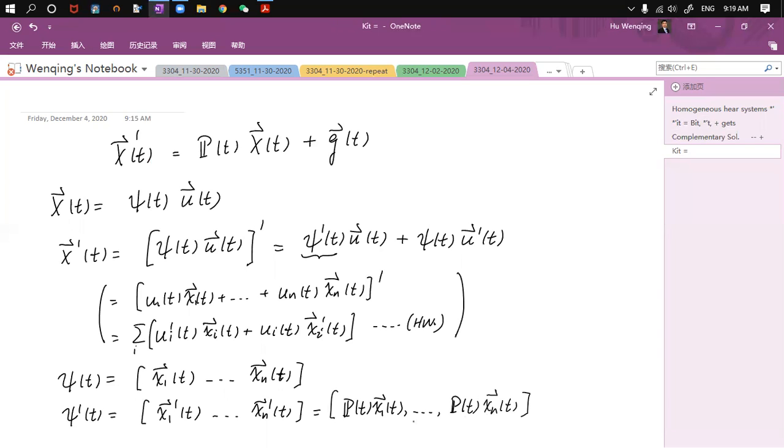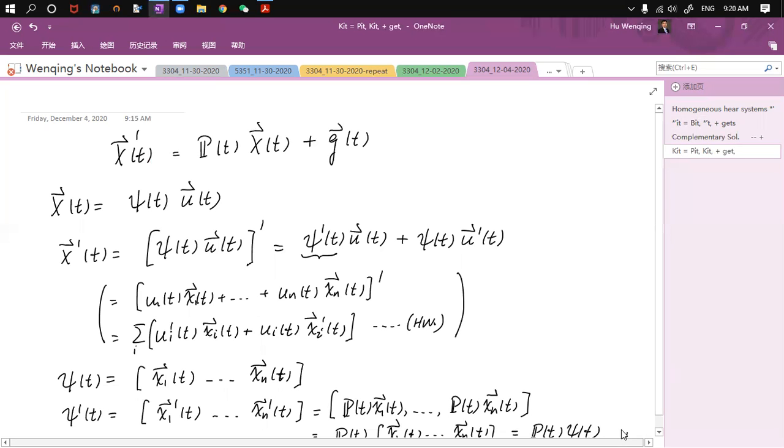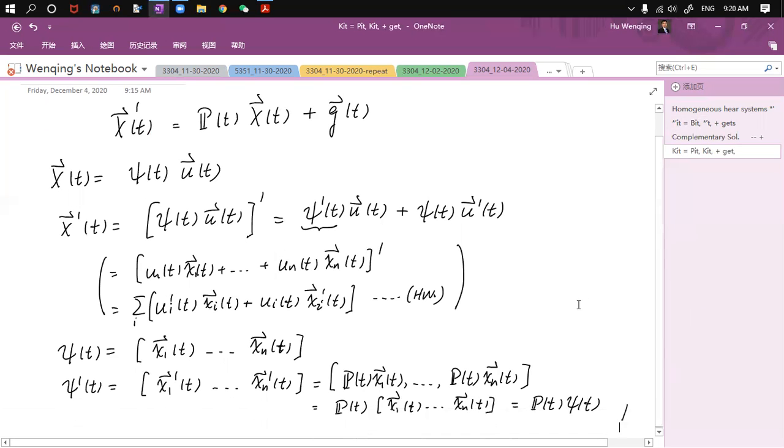So this can actually be abbreviated with the matrix p of t multiplied by x1 of t up to xn of t. I just factor p of t out, right? And this is nothing but p of t multiplied by psi of t itself. So you get a very simple formula: this is just p(t) psi(t). So that's psi prime of t.